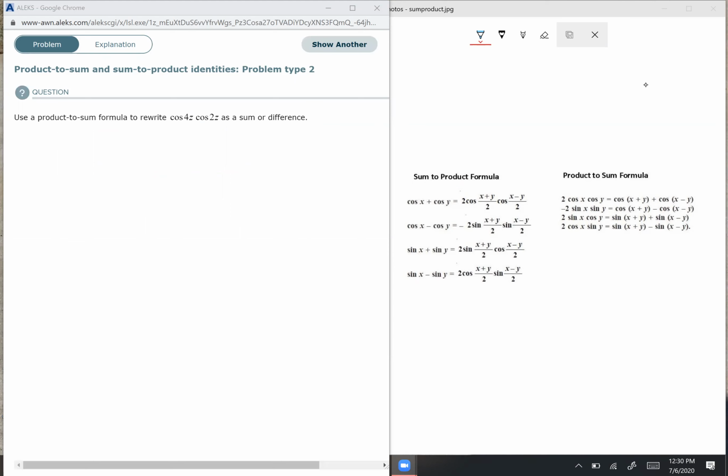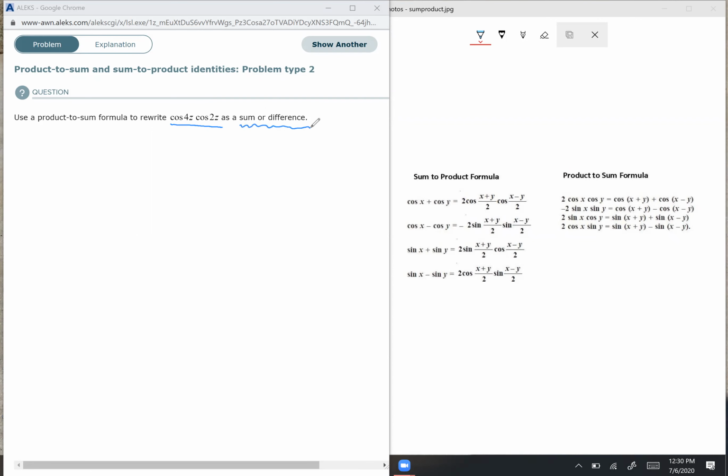All right, so this one's going the other direction. We're starting with a product. Why is this a product? How do you know it's a product? Well, because the two cosines are right next to each other. There's not a plus or minus here. So this is a product, and I write it as a sum or difference.